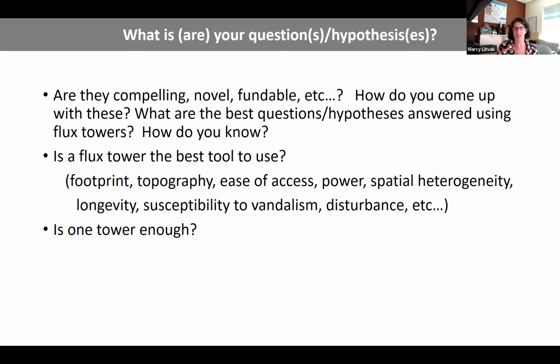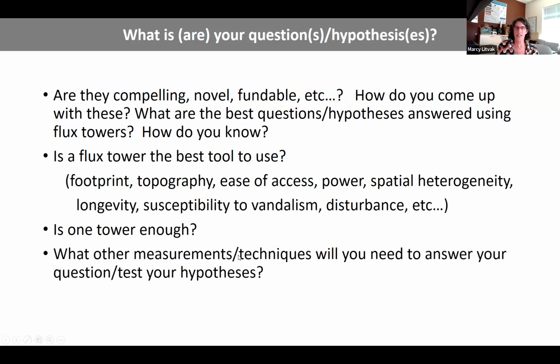And then susceptibility to disturbance, which I have a lot of experience with, and I'll talk a little bit more about that in a minute. The other thing, and this has been one of the things driving my research program, is one tower enough to answer your question? In some cases, the answer is yes, but paired towers and clusters of towers can be a really powerful approach. And that's something to consider. What other measurements or techniques do you need to add to your tower measurements to be able to answer your question or test your hypothesis?